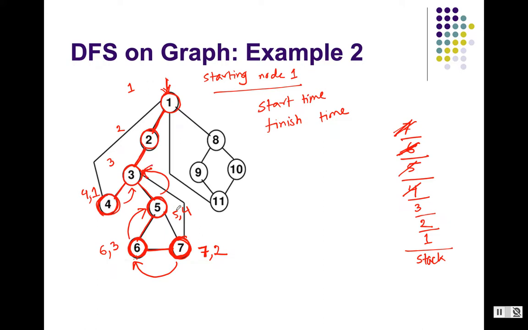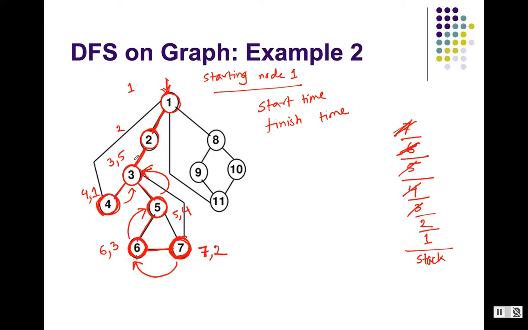Okay, from the stack you can see that 5 was visited from 3. So we are going to go to 3. Node 3 also doesn't have any more neighbor nodes which you can explore further. So the backtracking will continue, which means we are going to pop node 3, and we are going to keep track of the finish time of node 3, which will be 4 plus 1, 5.